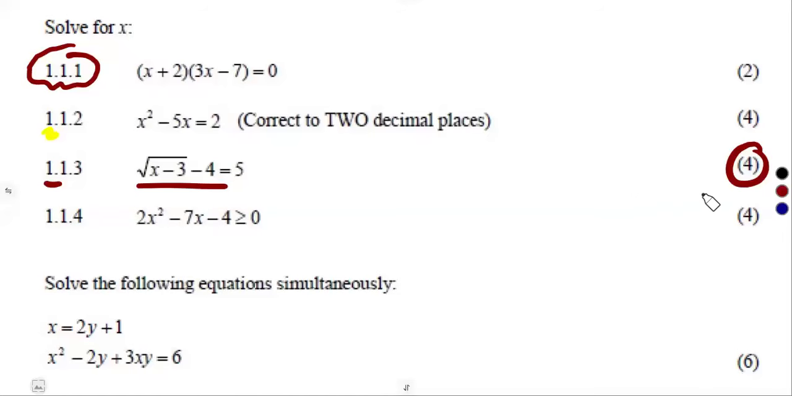All right, let's consider another part, an inequality again, 1.14. We are given 2x squared minus 7x minus 4 is greater than or equal to 0. So as we have our inequalities, we need the critical values. So we're going to need to solve. But here the coefficient of x squared is not 1.